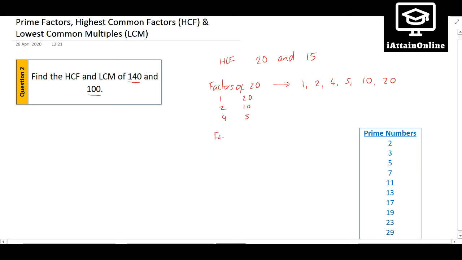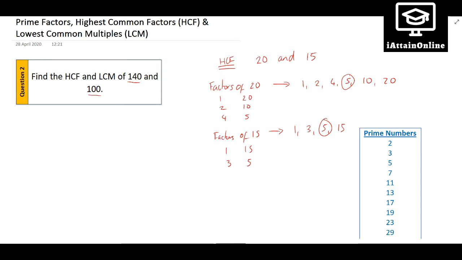And then I could do the same for the factors of 15. So you have 1 and 15, 3 and 5. Write those out in order. 1, 3, 5 and 15. And then the highest common factor is the highest factor that is common, the same in both lists. So the highest common factor of 20 and 15 is 5. You could also do the same for the lowest common multiple. Write out the multiples of 20, the multiples of 15, and find the lowest number in each list. That approach is absolutely fine and would get you full marks unless it said use a prime factor tree.